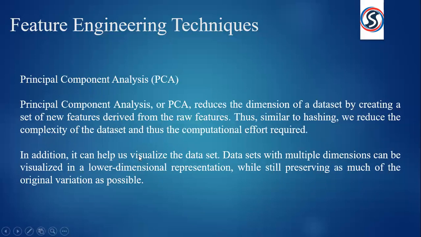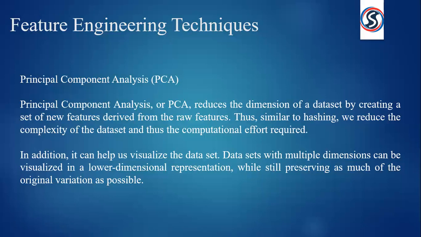And then the last one is principal component analysis. It reduces the dimension of the data set. The main point is we should not have overfitting data. Whenever I'm doing feature engineering to extract a new feature, it should not end up increasing my data set. It reduces the dimension of the data set by creating a set of new features derived from the raw features. That's similar to hashing. Principal component analysis works similar to hashing. So we reduce the complexity of the data set and thus the computational effort required.